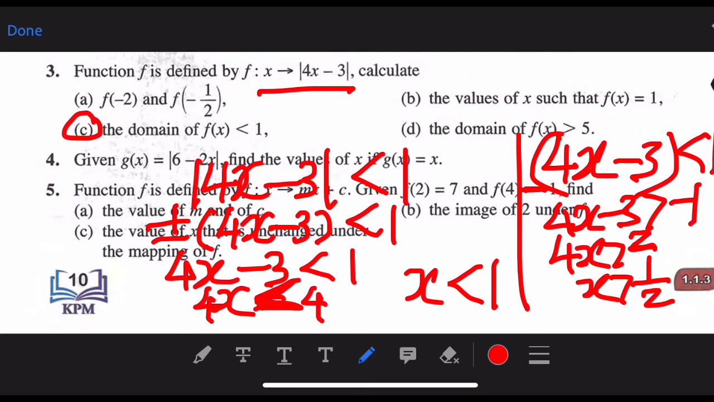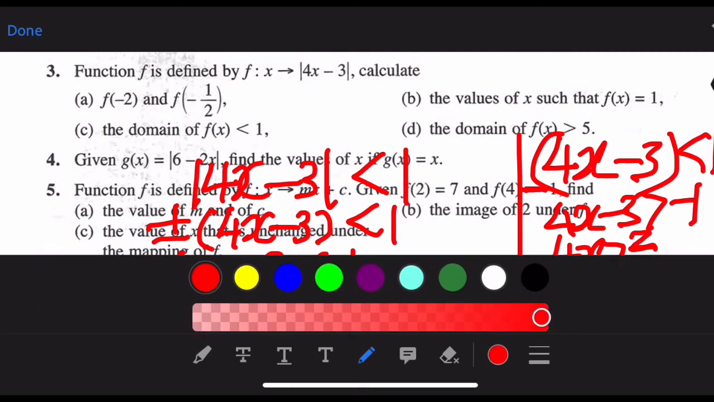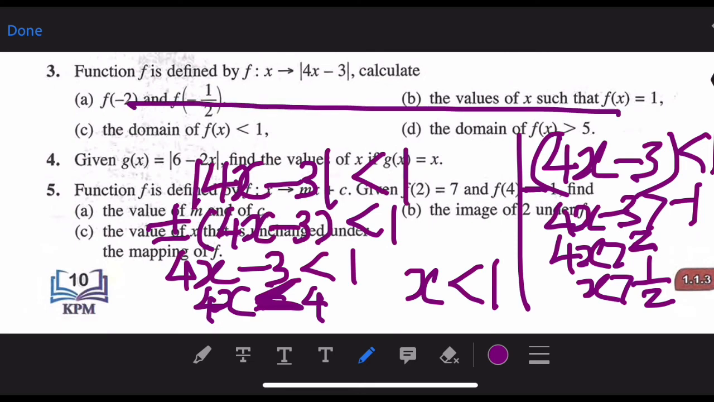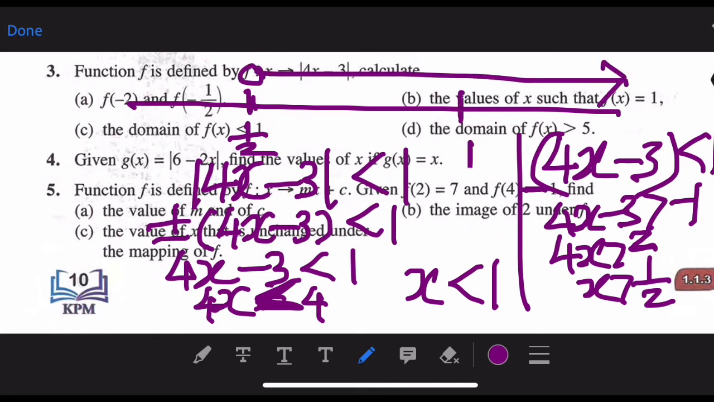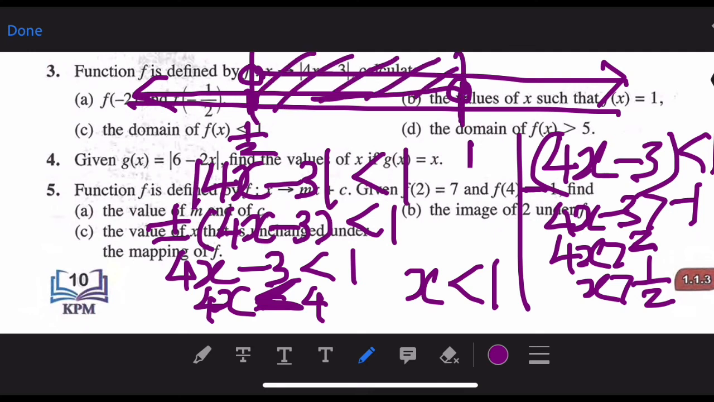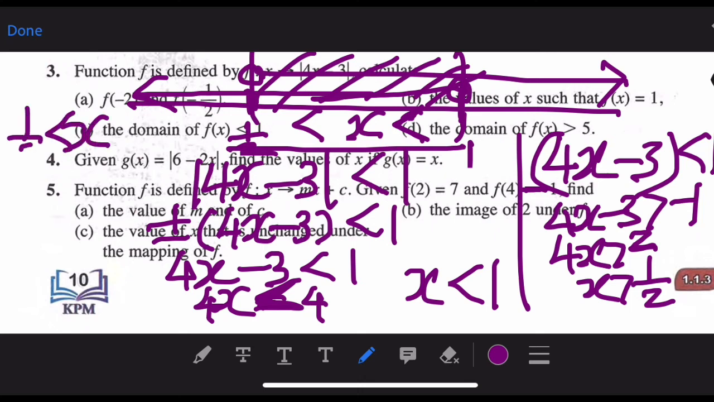Then you have to draw the number line. Your smaller number is 1 over 2, bigger number is 1. More than 1 over 2 goes to the right, and less than 1 goes to the left. So it's overlapping here. This is the answer. So the final answer is x more than 1 over 2 and less than 1. This is how you solve the modulus.